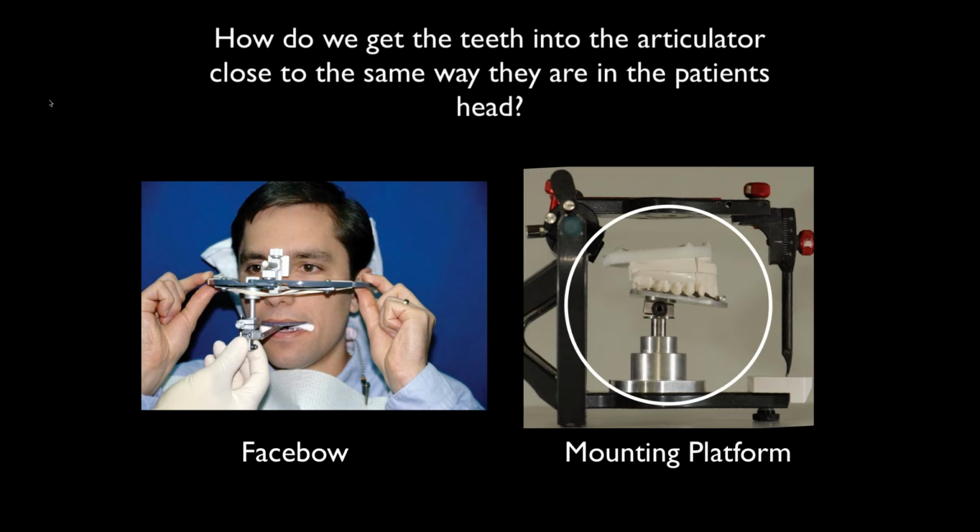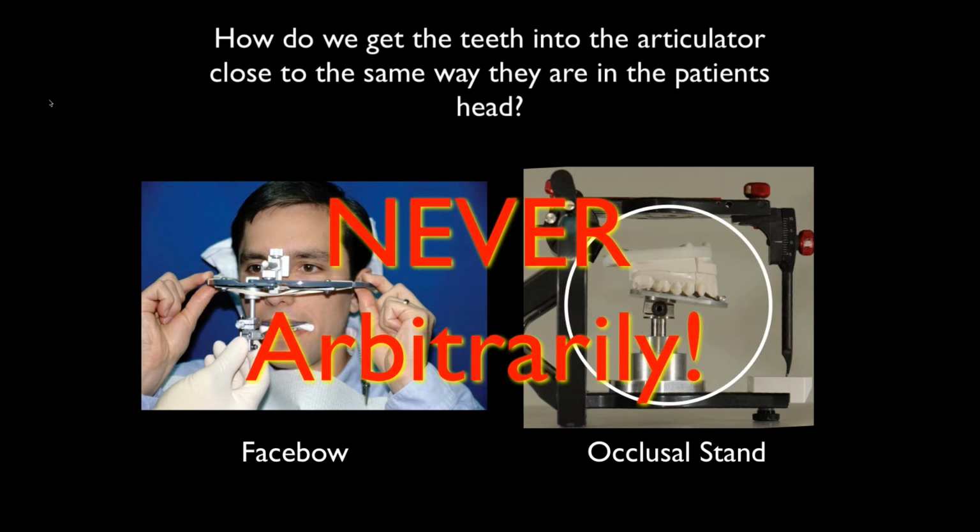Or we can use the mounting platform, also called an occlusal stand, which puts the maxilla in a place based on those averages that we just looked at. Now, which is right and which is wrong? And what are the implications of these two different ways of doing this? Okay, we're going to jump into that here in just a sec. But the point here being, you never, never put a case into an articulator arbitrarily, because you're locked into these movements.